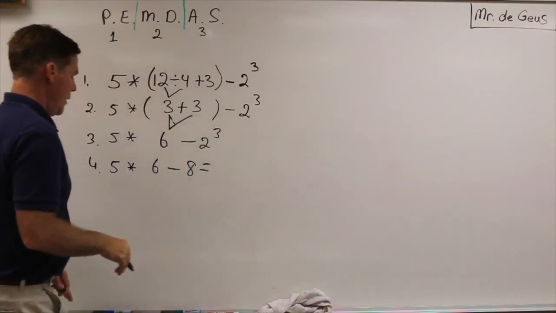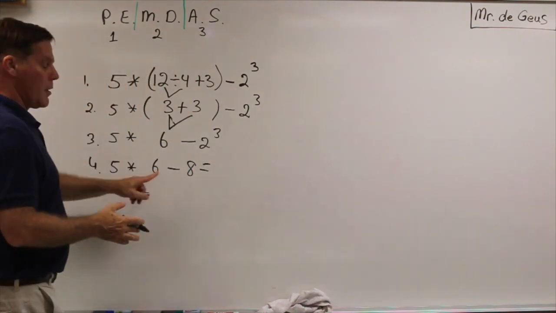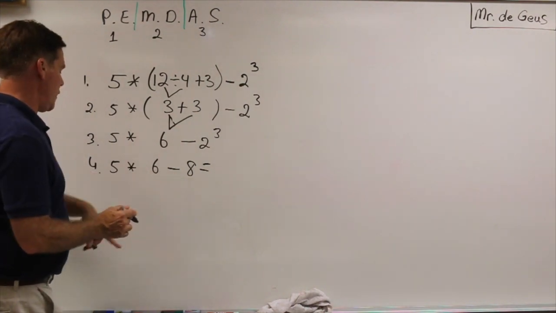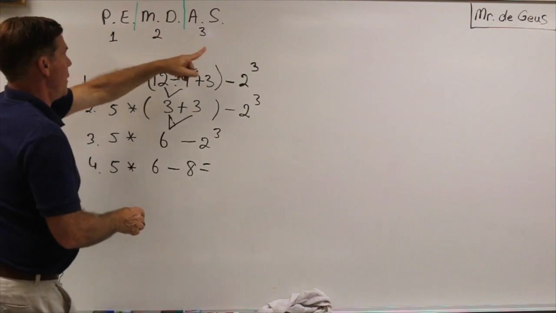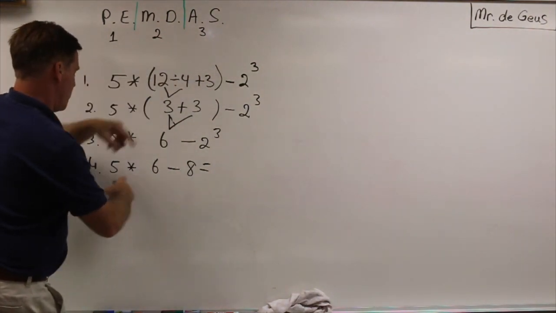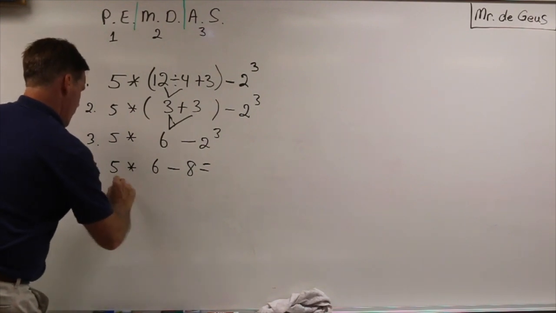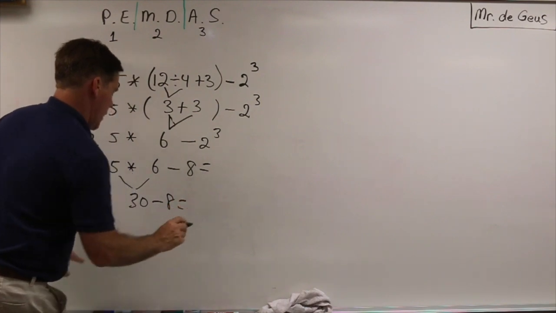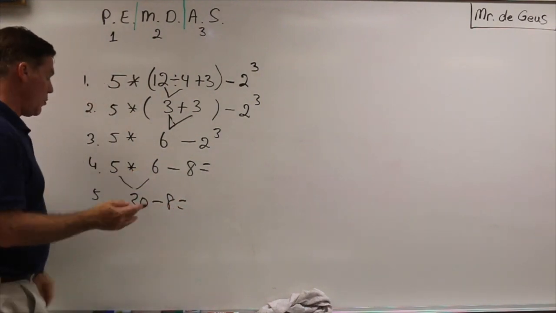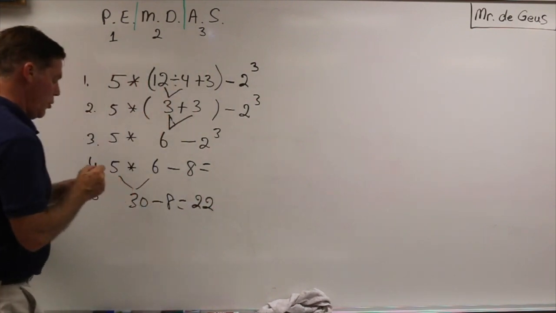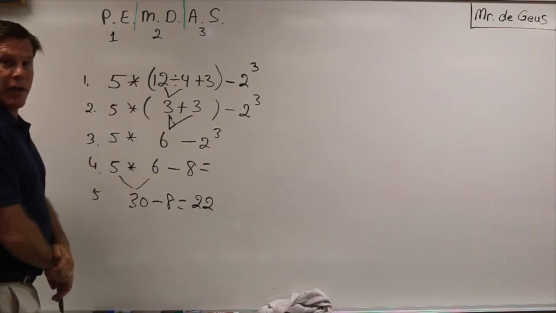Now I'm down to just a couple of things that I need to do. I'm going from left to right. Multiplying and dividing I have to do before adding and subtracting, so I have to do this step next. 5 times 6 is going to be 30, minus 8, and now I'm left with just one thing to do. 30 minus 8 is going to be 22, and that is the answer to my problem.